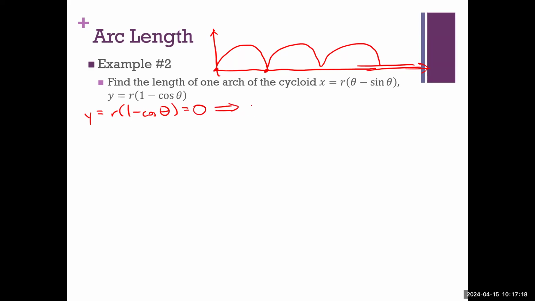I believe we found out previously that this happens every even multiple of pi. So it's going to touch the x-axis an infinite number of times. Does that help us figure out what the bounds are?